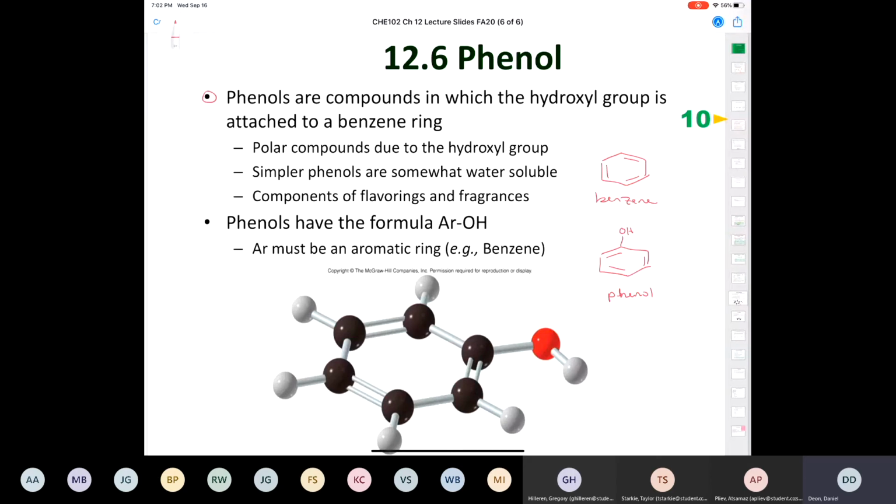Anyhow, it says here that phenols are compounds in which the hydroxyl group is attached to a benzene ring. They're polar compounds. Why? Because they have a hydroxyl group, right? I told you earlier on this evening when we talked about electronegativity that oxygen is more electronegative than carbon, and so we have a dipole going this way and we have a dipole going that way. You could also say the oxygen has a delta minus, the hydrogen has a delta plus, like that if you want. Simpler phenols are somewhat water soluble. Remember, I told you the cutoff was 4 carbons. Now that's not some kind of hard and fast rule that Moses came down from the mountaintops with. That's just sort of a rule of thumb.